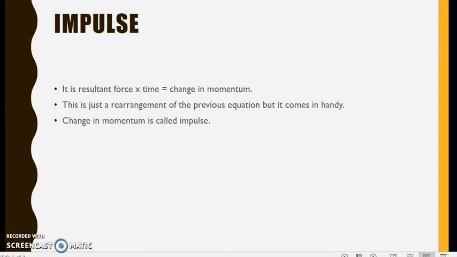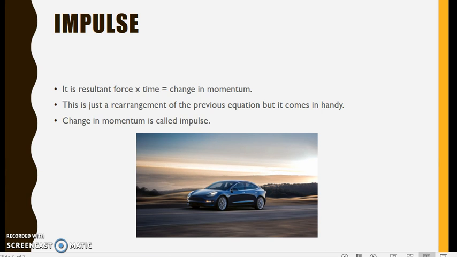Impulse. No, we're not talking about Impulse the YouTuber, or impulse when you see a shoe and you want to buy it. It's impulse. It is resultant force times time equals change in momentum. This is a rearrangement of the previous equation, but it comes in handy. Change in momentum is called impulse. Remember that. It's really important.